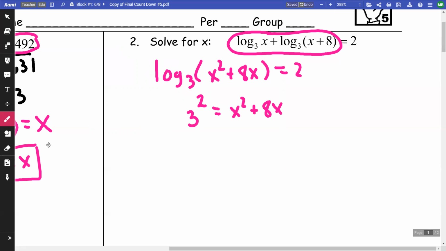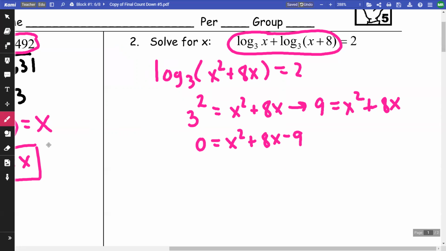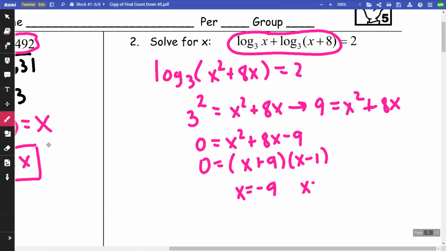So that's going to be a 9. So I'm going to rewrite this: 9 equals x squared plus 8x. I am going to then get it equal to 0. So x squared plus 8x minus 9 equals 0. This is factorable. That's going to be an x plus 9 and an x minus 1. I'm going to get two answers, negative 9 and positive 1.